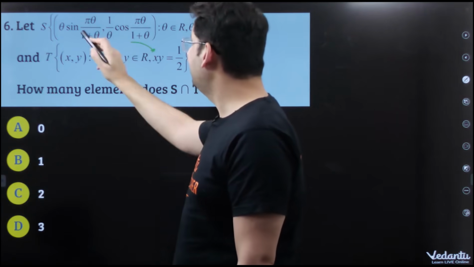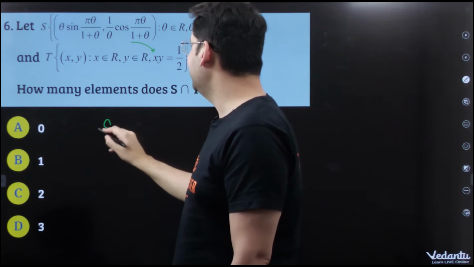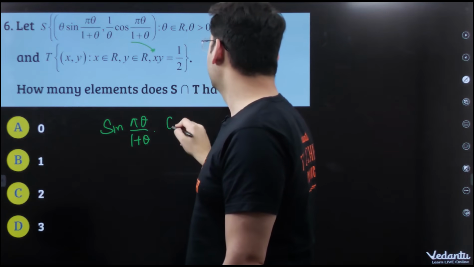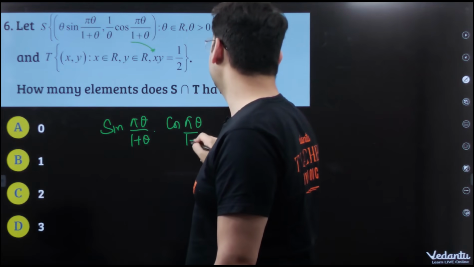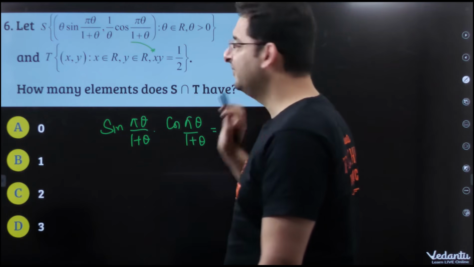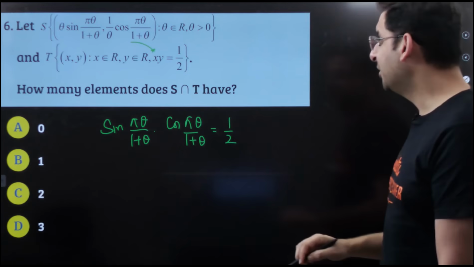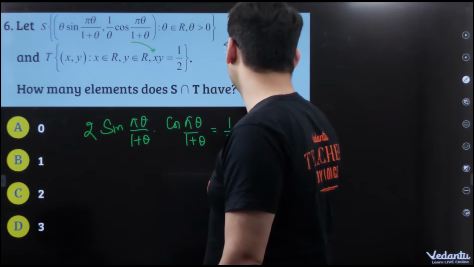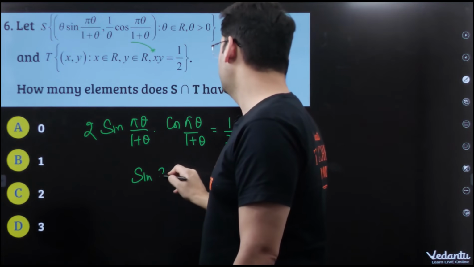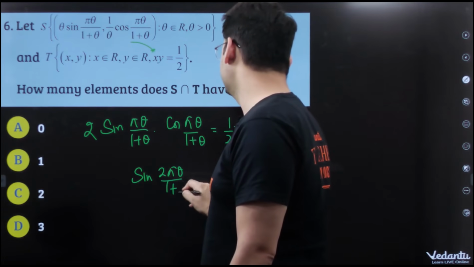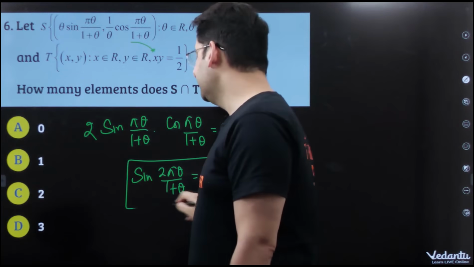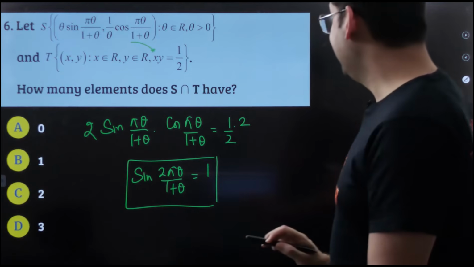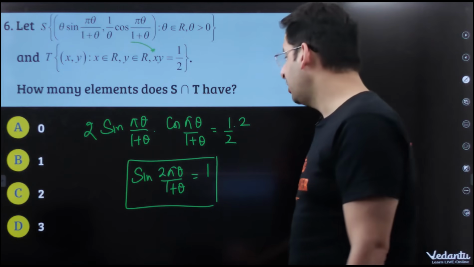So let us multiply. If you multiply this, theta and theta go. So we have sin pi theta upon 1 plus theta into cos pi theta upon 1 plus theta is equal to 1 by 2. This is the only thing we need to make sure. For how many thetas does this hold true? So that means 2 into this is 1. So sin 2 pi theta upon 1 plus theta is equal to 1. Now the important thing is the range of theta is given to us. Theta is positive. So 2 pi theta upon 1 plus theta.